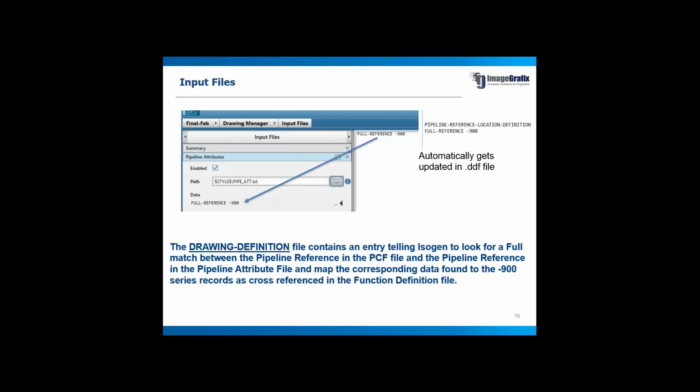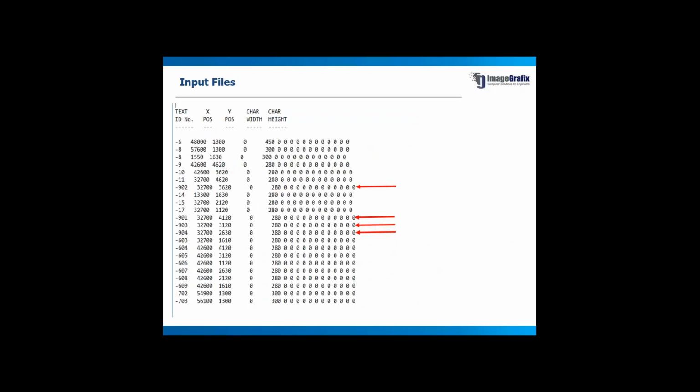In our input file, here we are defining that pipeline attribute is the path which we want, and we have to give this as full reference because I'm taking the entire range from 900 to 999, whichever is available. So full reference, space, hyphen 900, which we need to define in that particular location. And this is how our input file looks, where we have the text ID number, followed by the X position and Y position, character width, and also the character height here.